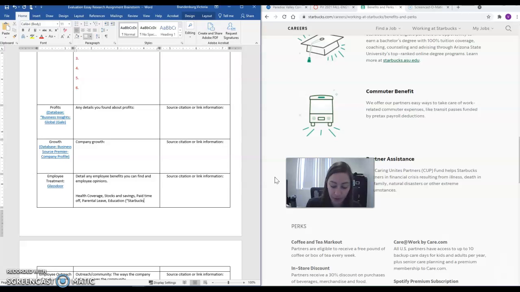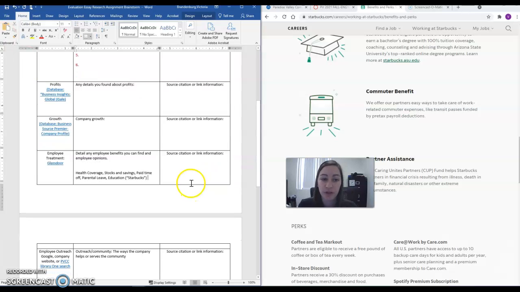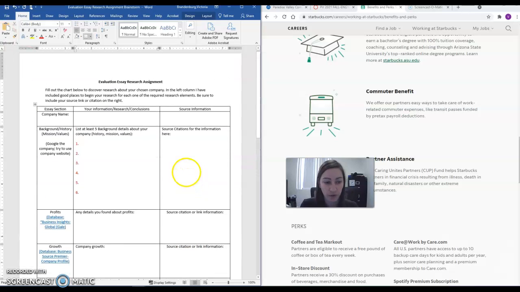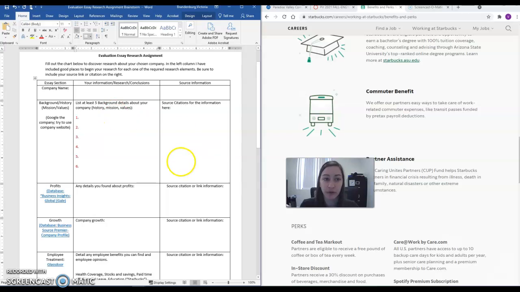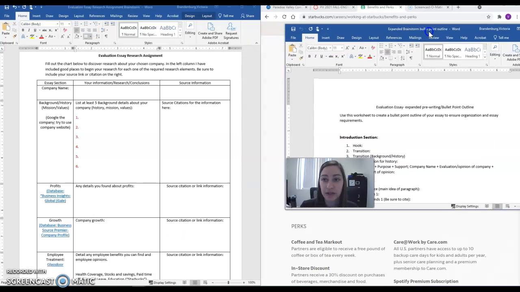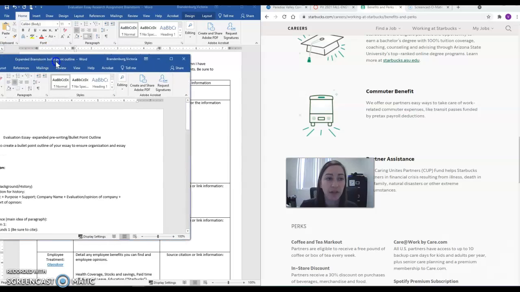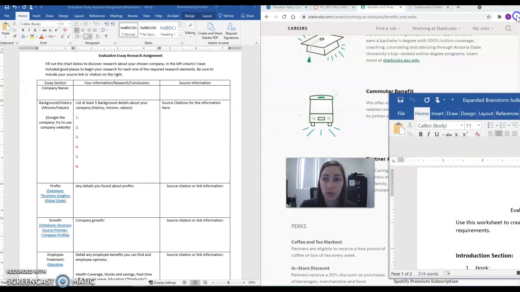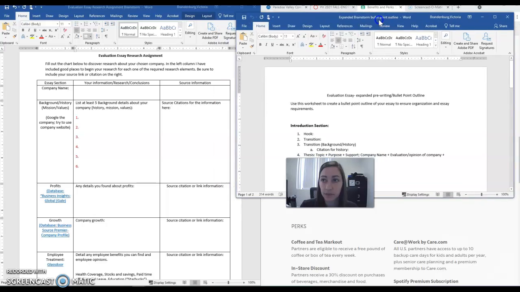Okay, so I have what I need, and ideally you would have filled out this whole entire worksheet, but I just want to show you how to take what you've filled out here and move it to the outline. So we're going to leave that open, and now we're going to pull up our outline. This is just in Canvas. It's inside the outline assignment. I've given you the blank outline here. Let's make that a little bigger.